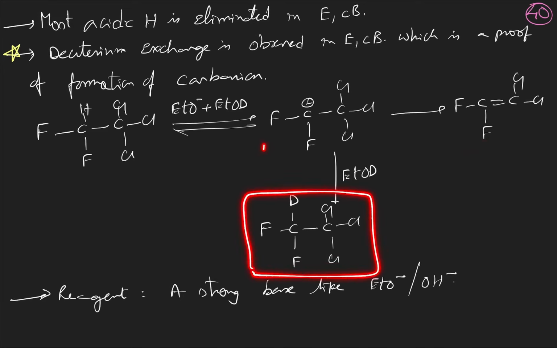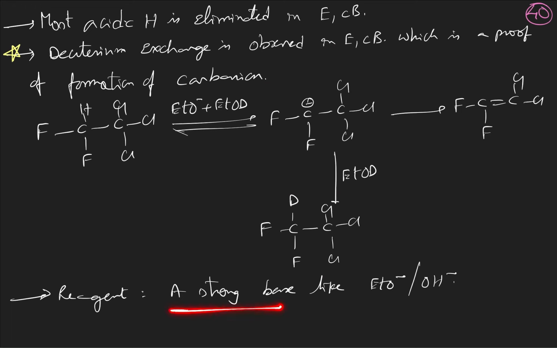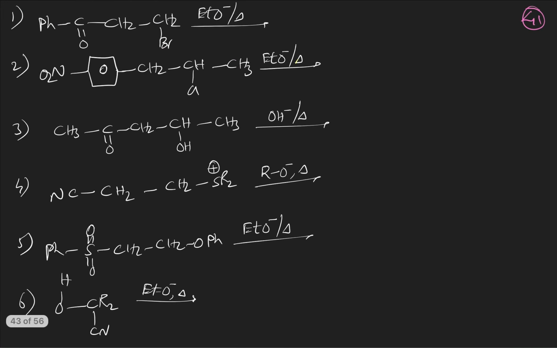Formation of this product indicates that there is formation of carbanion, which is a proof that the reaction is following the E1CB mechanism. So as reagent, a strong base like alkoxide or hydroxide will be used. Some of the examples I have given here; very clearly you have to observe the reaction and write the products. You first practice yourself, you write the products, and once you ask, I will share the answers.